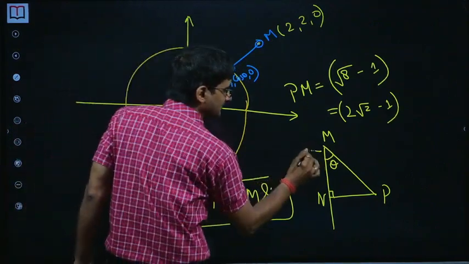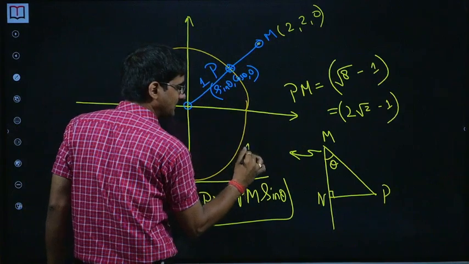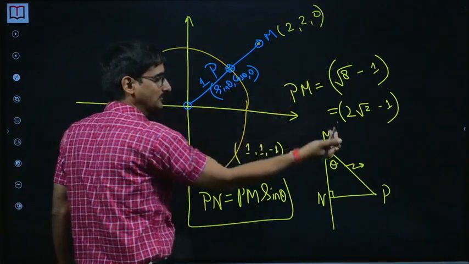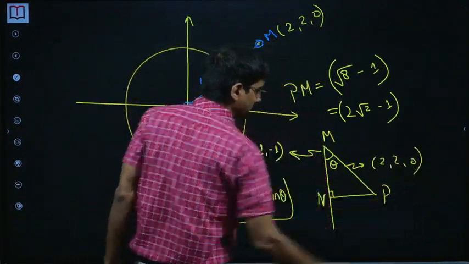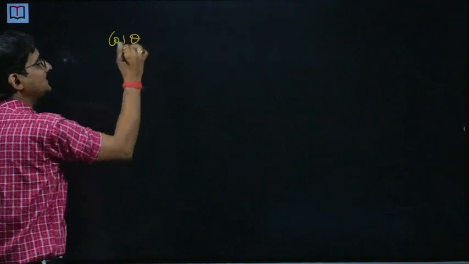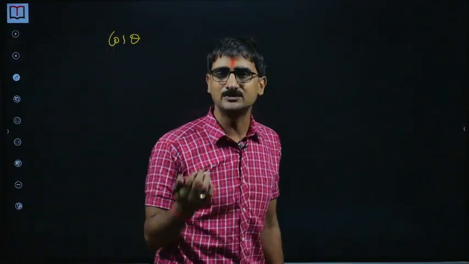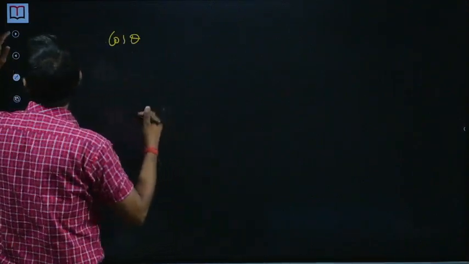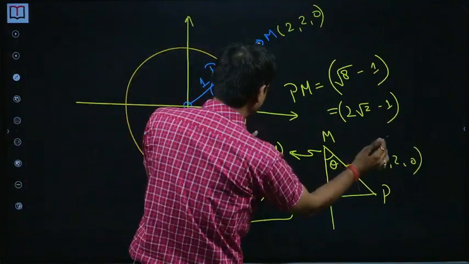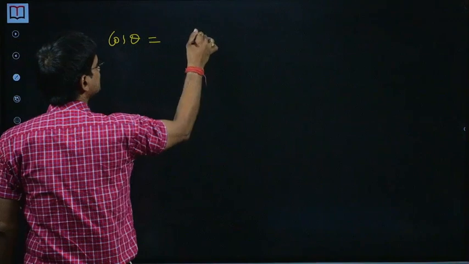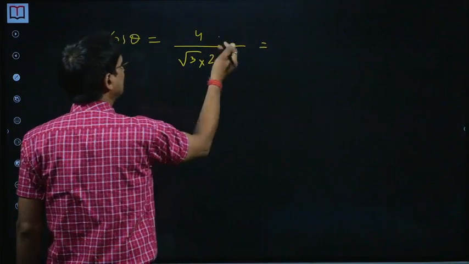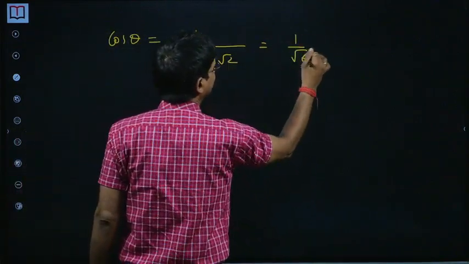See, MN lies on the line. If the DRs are given as 1, 1, minus 1, and PM has DRs 2, 2, 0, what's cos theta? Using the formula, cos theta is a1 a2 plus b1 b2 plus c1 c2 upon under root of a1 square plus b1 square plus c1 square into under root of a2 square plus b2 square plus c2 square. So 2 plus 2 is 4 upon root 3 into 2 root 2. So this is 1 by root 6.